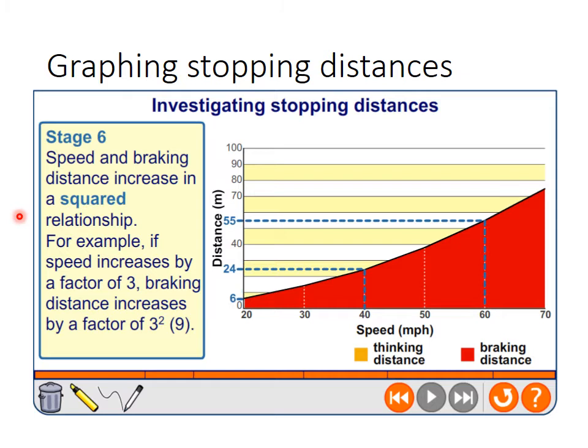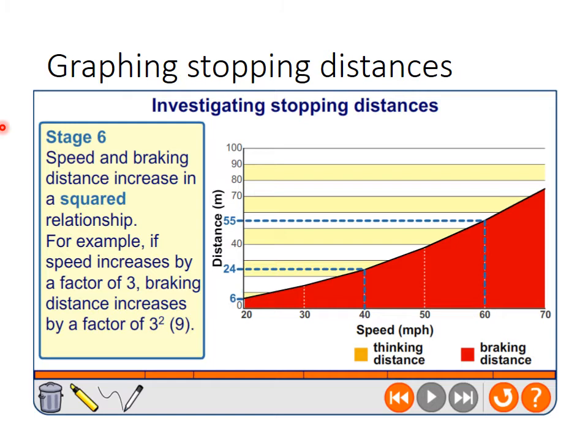So the first thing that we want to pick out, what we can see clearly from this graph, is that thinking distance, braking distance and stopping distance all increase with speed. What we don't have is any evidence that they increase at the same rate. So if we consider first of all just thinking distance, then when we look at that line we can see that it's a straight line relationship, so we could talk about that being linear.